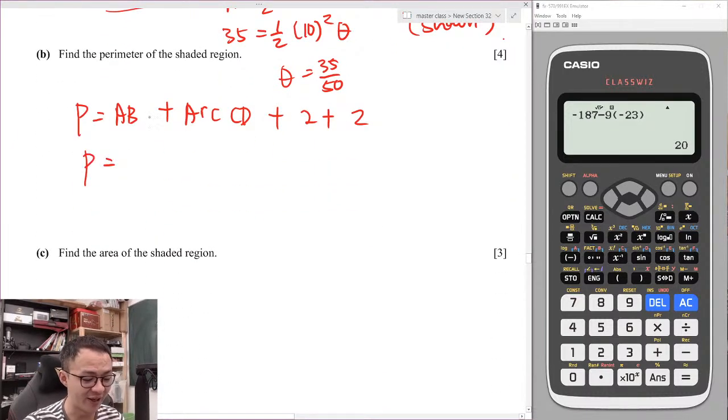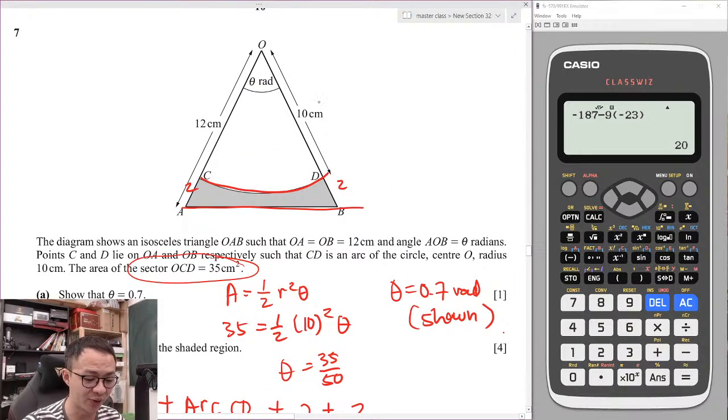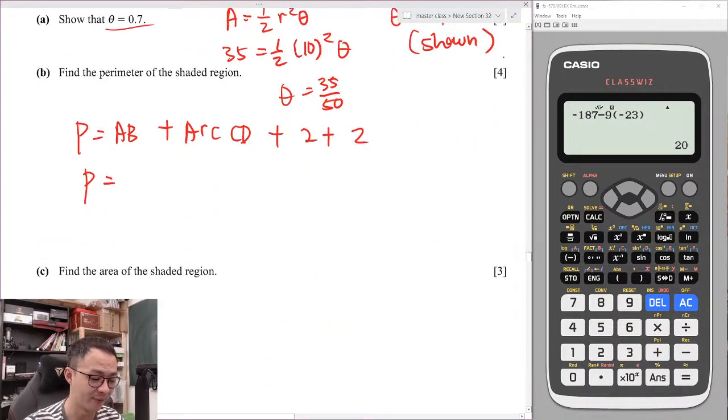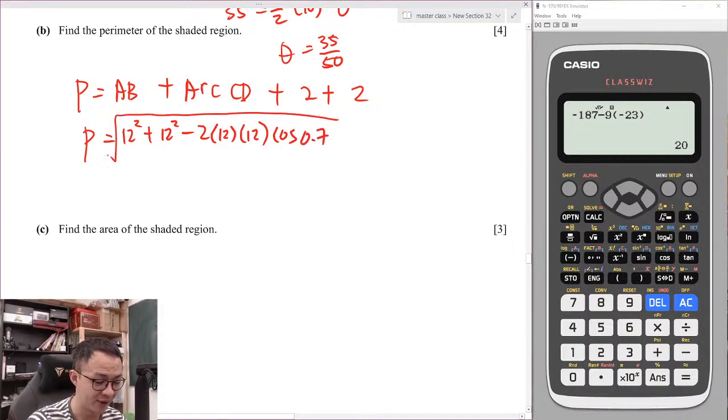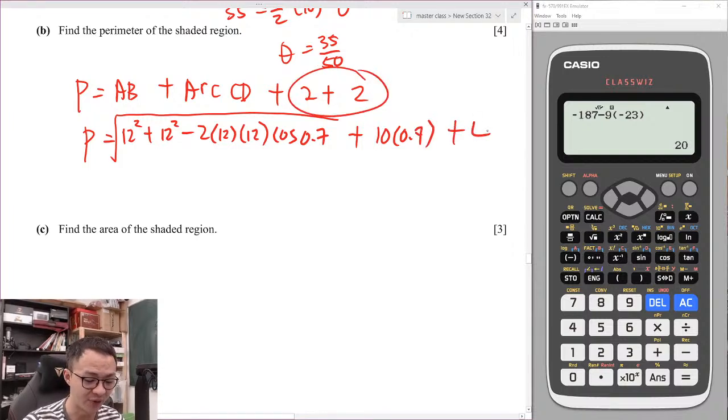To find AB, I will use the cosine rule. Two sides are 12 and 12, and the angle is 0.7. So 12 squared plus 12 squared minus 2 times 12 times 12 times cos 0.7, square root it. This is how I use the cosine rule to find AB. Plus the arc length of CD is r theta, r is 10, theta is 0.7, plus 2 plus 2, plus 4.